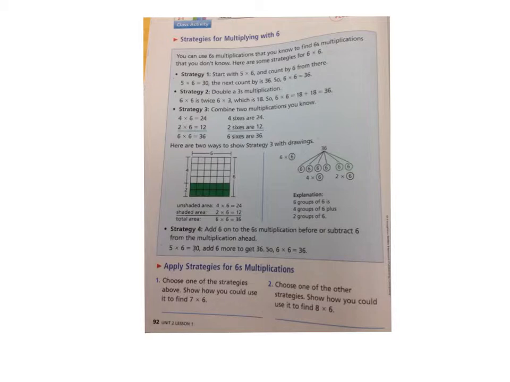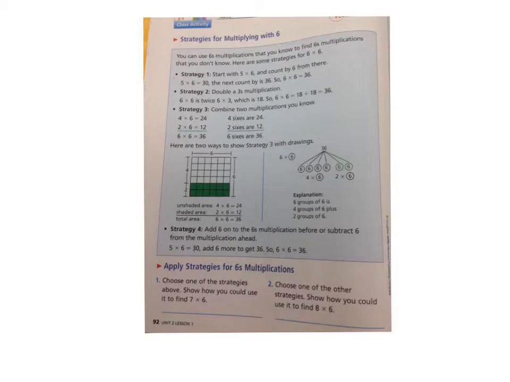So 5 times 6 is 30, and the next count by would be 36. So 6 times 6 is 36. Another strategy is to just double 3's multiplication. So 6 times 6 is twice 6 times 3, which is 18. So 6 times 6 equals 18 plus 18 equals 36.